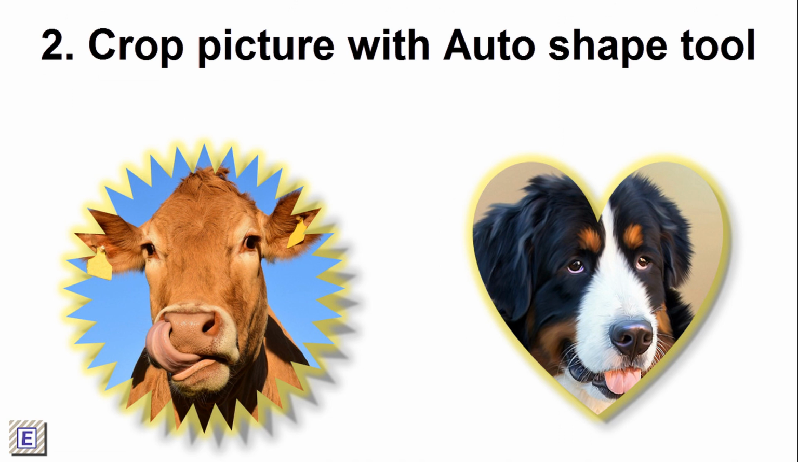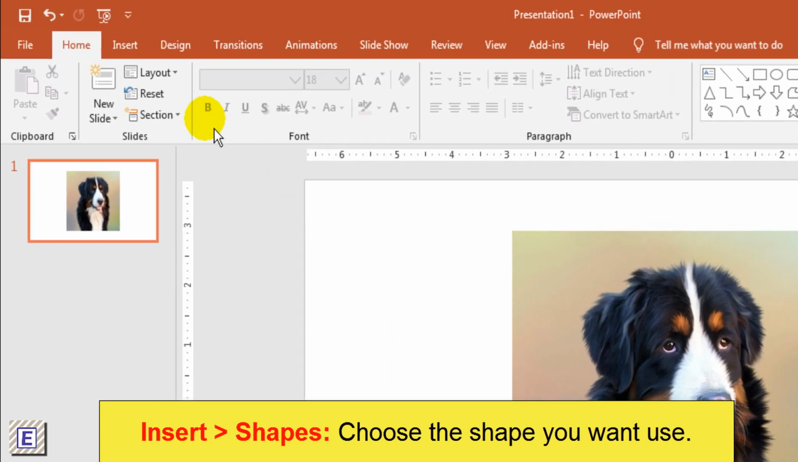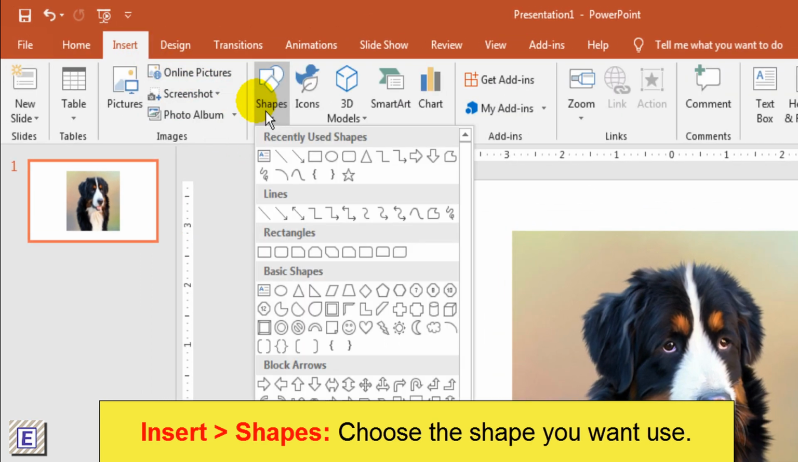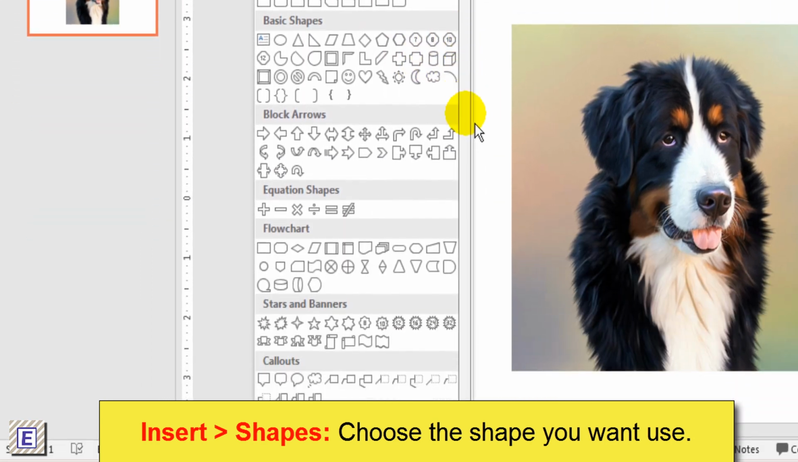Two. Crop picture with Auto Shape tool. Insert, Shapes, then choose the shape you want to use.